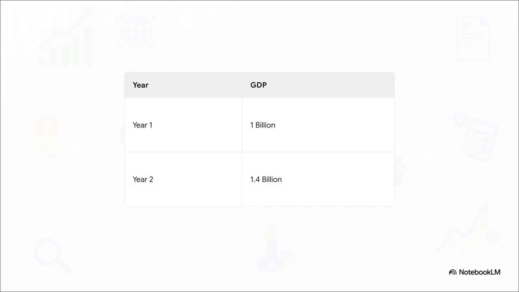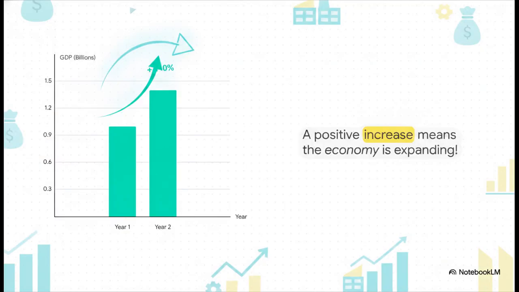Let's test this formula out with a hypothetical scenario. Let's say in year 1, our country's GDP is exactly $1 billion. By year 2, the GDP has bumped up to $1.4 billion. So we plug those into our formula. The new figure of $1.4 billion minus the old figure of $1 billion, divided by that old figure of $1 billion, multiplied by 100. Now, what's really interesting about this is when you run those exact numbers, you get a positive 40%. Going from $1 billion to $1.4 billion means the economy is actively expanding with a massive 40% economic growth rate.